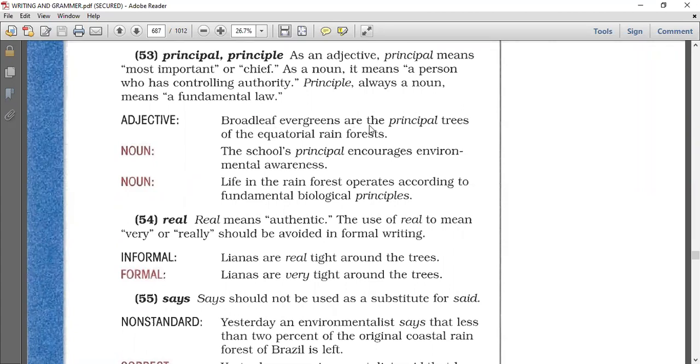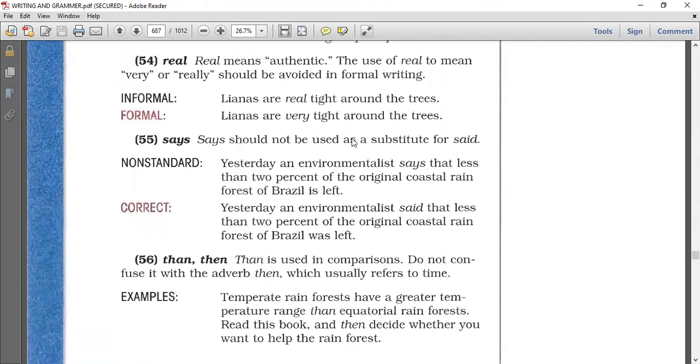Broadleaf evergreens are the principal trees. The school's principal. Life in the rainforest operates according to fundamental biological principles. Number 54, real. Real means authentic. When I say, is this real? Is it authentic or fake? The use of real to mean very or really should be avoided in formal writing. Lianas are real tight around the trees. Real here means very. So delete real, it's informal, and use very or really.